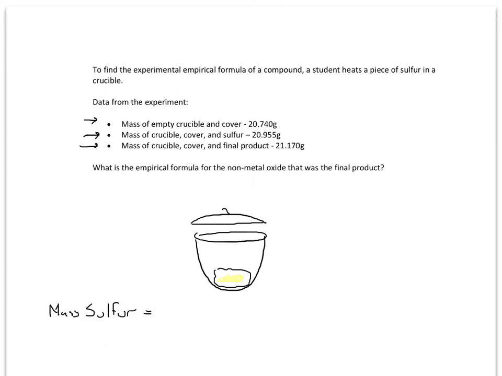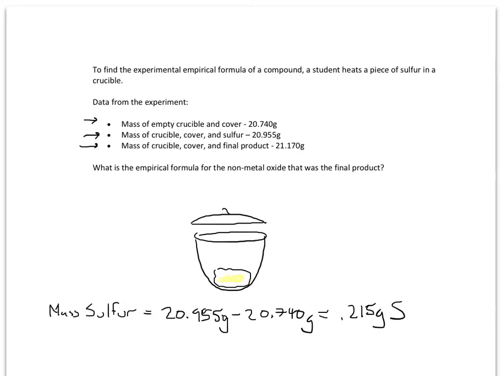That's going to be equal to the mass of the crucible, cover, and sulfur at 20.955 grams minus the mass of just the crucible and cover. So that we have left is the sulfur, and that was 20.740 grams. So that tells us then that the mass of the sulfur is 0.215 grams of sulfur.